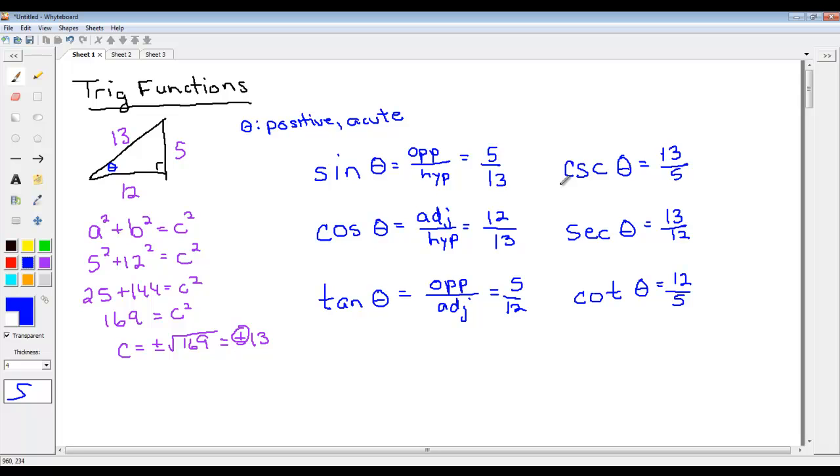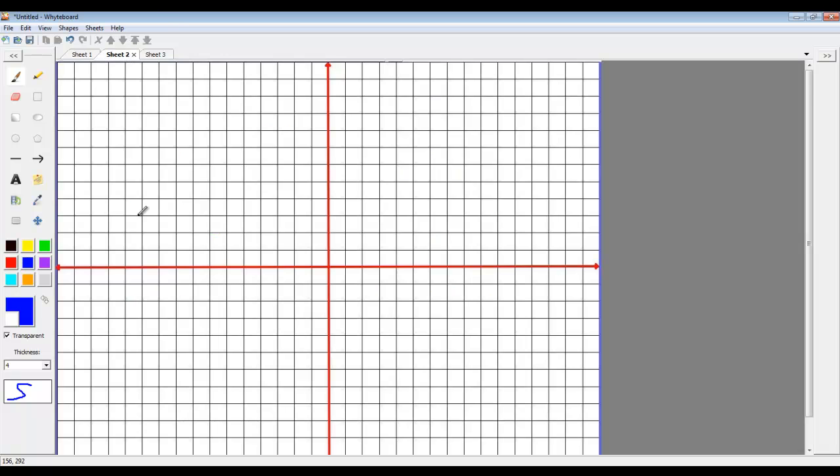Now, some of you might be looking at this and going a step further in your mind, going, well, what if theta isn't positive? What if it's not acute? What do we do in those situations? I'm glad you asked. Let's use a graphing grid to explore how to handle that. This right triangle here, we got 12, 5, and 13. Let's go over to this graphing grid.